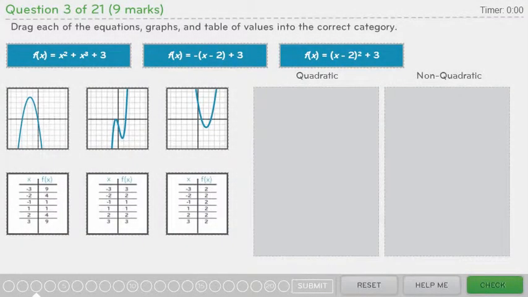In this question, we need to drag each of the three equations, three graphs, and three table of values into the correct category and label them as being quadratic or non-quadratic functions. Let's start with our first equation. f(x) is equal to x squared plus x cubed plus 3.